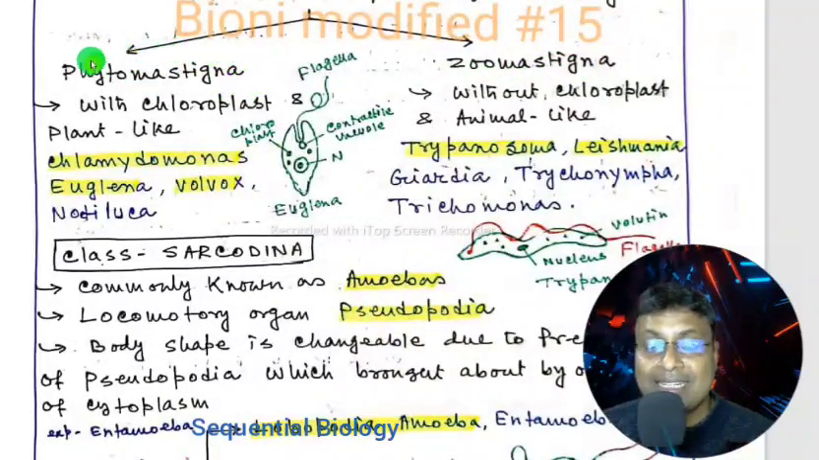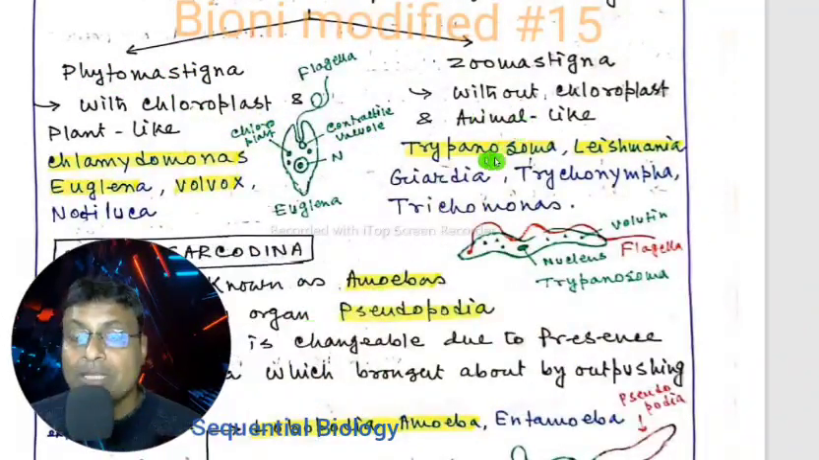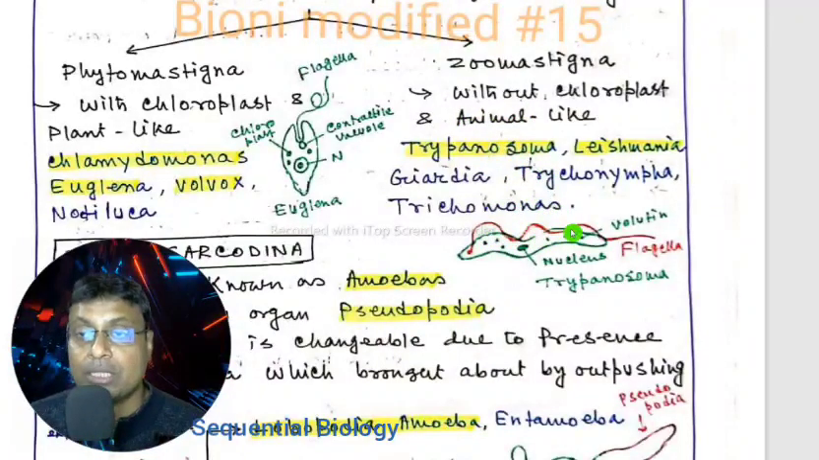Phytomastigina means this is related with plants. So with chloroplast and plant-like, Chlamydomonas, Euglena, Volvox, and Noctiluca are included under Phytomastigina. And here is the diagram of Euglena. Since they have plant-like chloroplast, they are included under Phytomastigina. And Zoomastigina means without chloroplast and animal-like. They have no chloroplast, so they show only the heterotrophic mode of nutrition. Trypanosoma, Leishmania, Giardia, Trichonympha, and Trichomonas are representatives of this group.